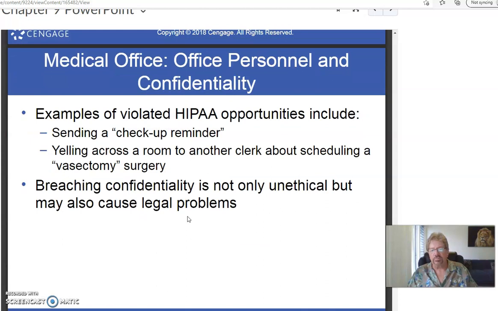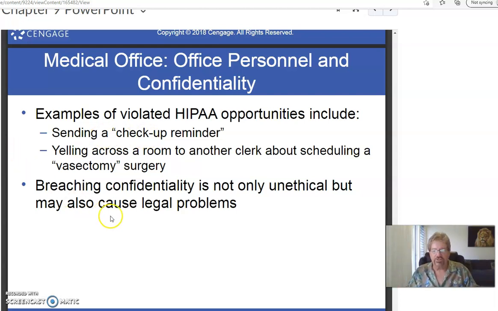Medical office, office personnel and confidentiality. Examples of violated HIPAA opportunities include sending a checkup reminder, yelling across the room to another clerk about scheduling a vasectomy surgery. Now, the one about the checkup reminder, they do that, so I'm not sure where they're getting at here. Now, about the vasectomy, yeah, you know, hey, we need to schedule a vasectomy for Joe here.